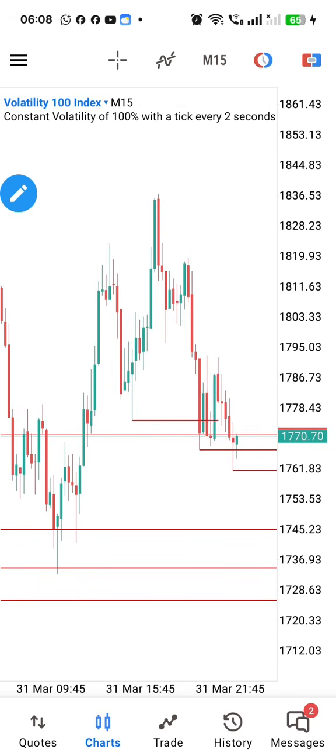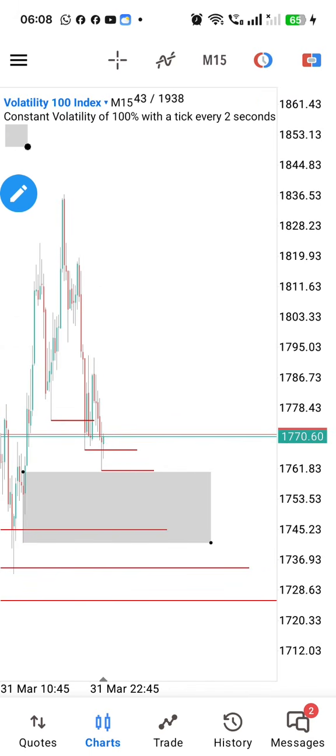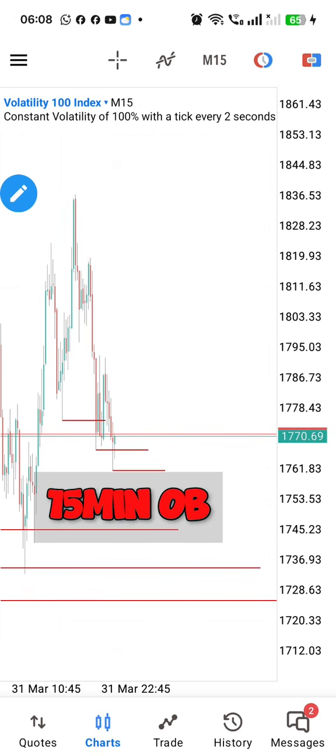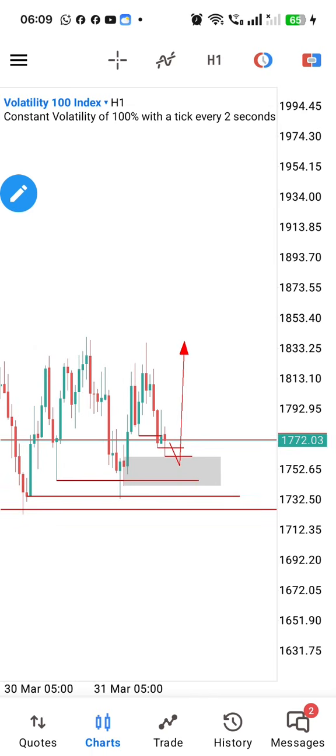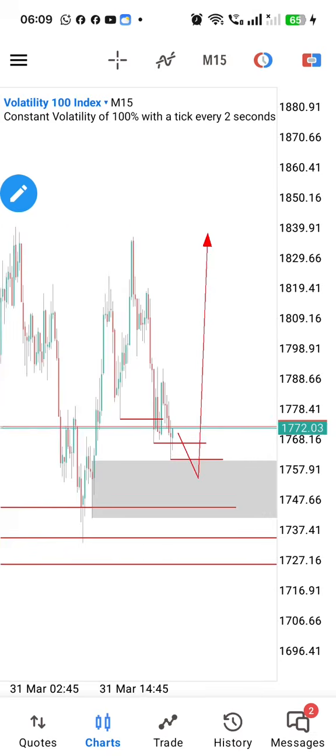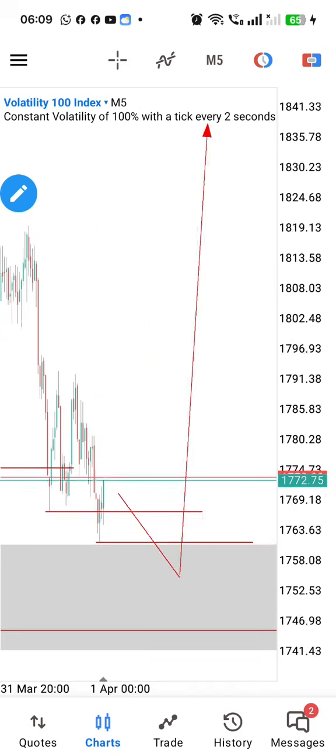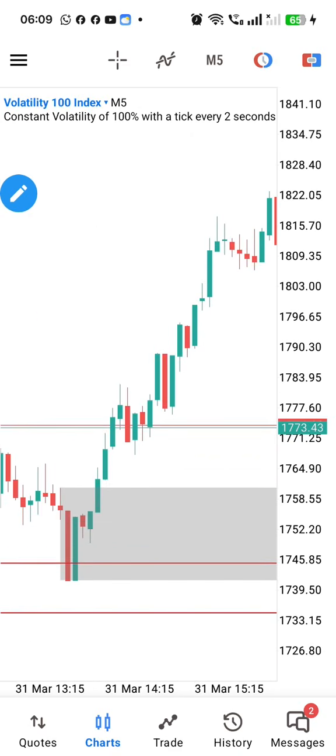So yeah, it's going to dip into the sell side liquidity, and then that's when it's going to react off of this 15-minute order block, and then it will shoot up. So basically right now what I want you to do is to penetrate deeper into the 15-minute order block, and then that's when I would buy it into the sell side liquidity.